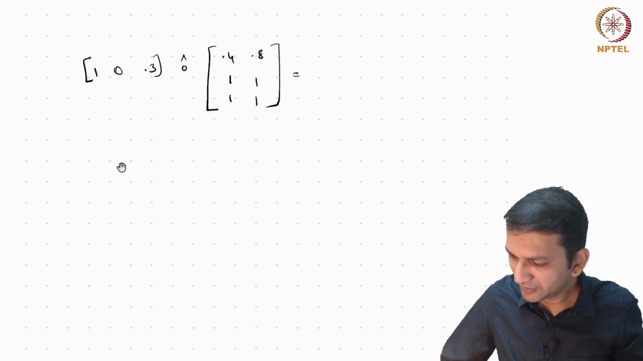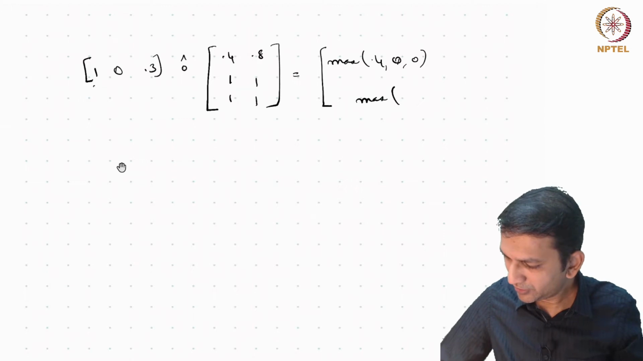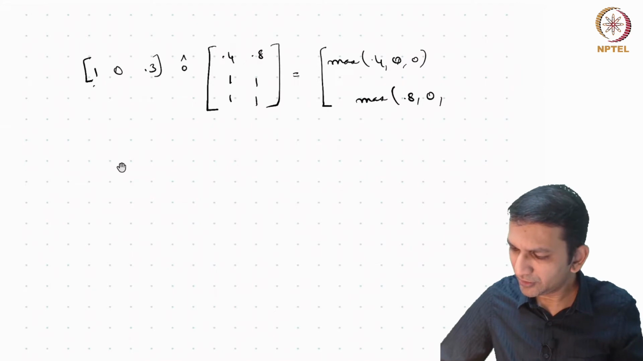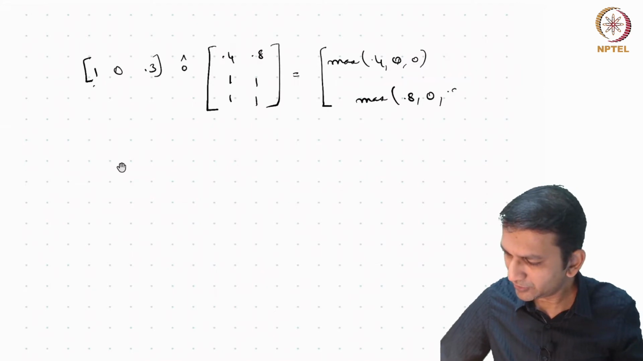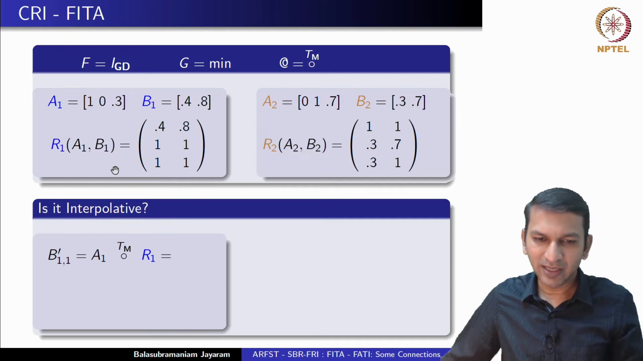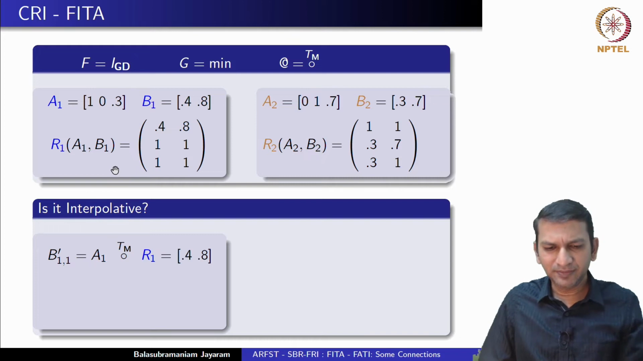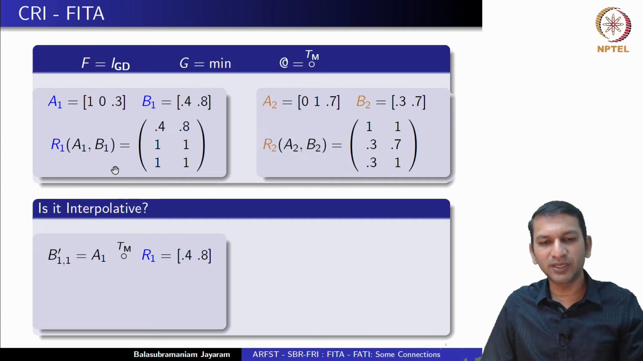So when we apply this, min of 1 and 0.4 is 0.4, 0 and 0 is 0, 0.3 and 1 is 0.3. Similarly, the second component will be min of 1 and 0.8 is 0.8, 0 and 1 is 0, and 0.3 and 1 is in fact 0.3. So now from these two, what we get is 0.4, 0.8, which clearly is your B1.